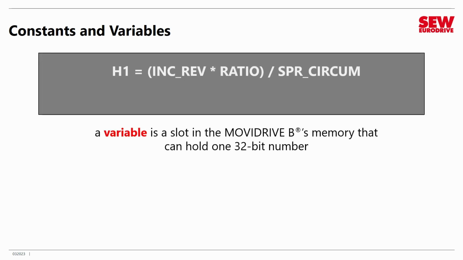Now, variables. How are they different from constants? Well, I think the name says it all. Constant means it doesn't change. It's a fixed value of some kind. Variable means it can vary. It can change. A variable in the context of IPOS is just one of those slots in the MOVIDrive-B's data memory, and each slot can hold one 32-bit number. It's really just that simple. Remember, the slots are named H0 through H1023. We learned about this a number of sessions ago. Every single H value is one variable.